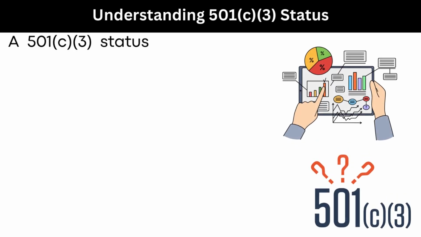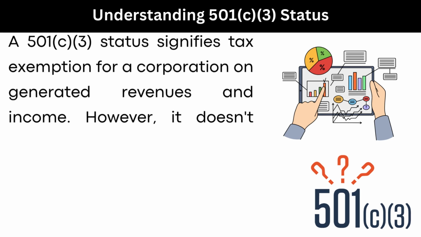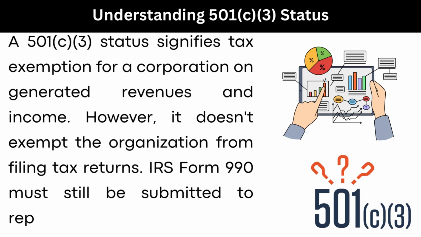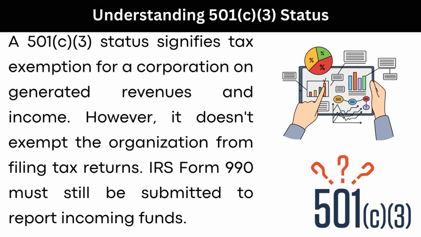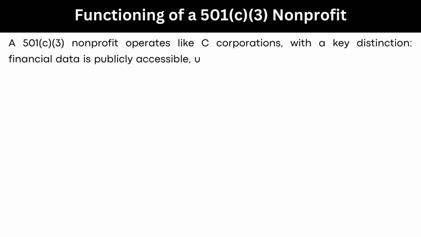A 501c3 status signifies tax exemption for a corporation generating revenues and income. However, it doesn't exempt the organization from filing tax returns. IRS Form 990 must still be submitted to report incoming funds. A 501c3 non-profit operates like a C corporation with a key distinction. Financial data is publicly accessible, unlike private entities that retain privacy in bookkeeping.